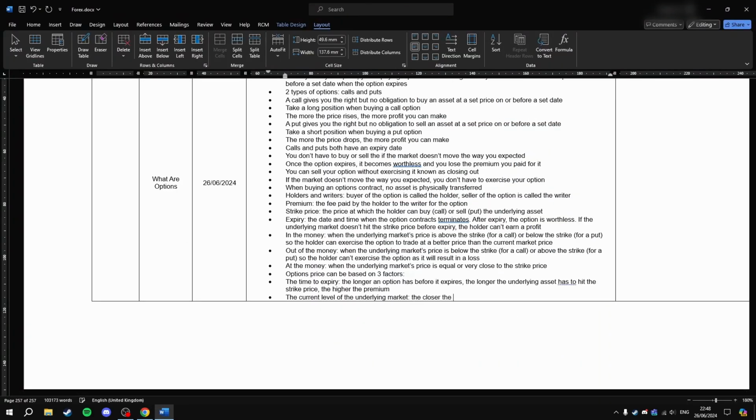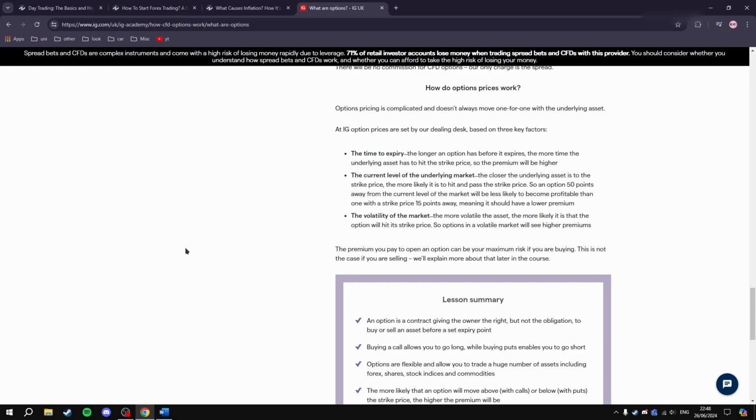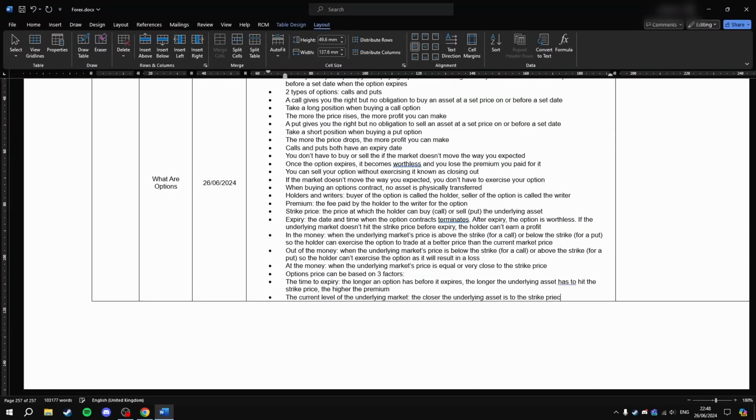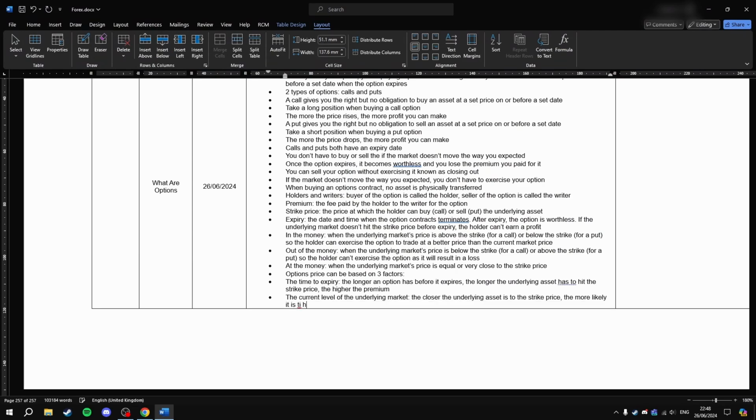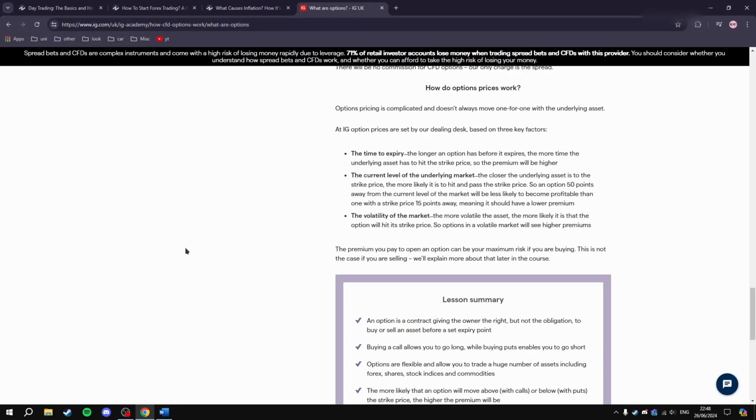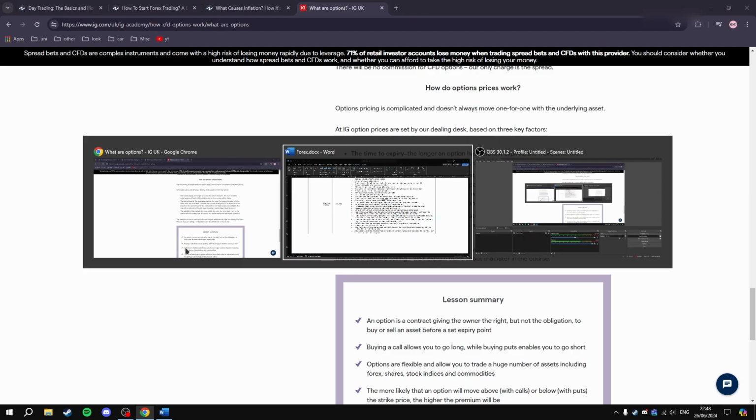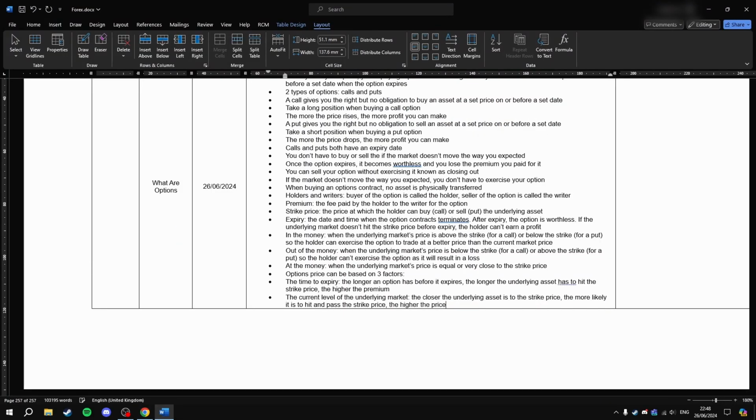The closer the underlying asset is to the strike price, the more likely it is to hit and pass the strike price. So an option 50 points away from the current level of the market will be less likely to become profitable than the one with a strike price 15 points away, meaning it should have a lower premium.